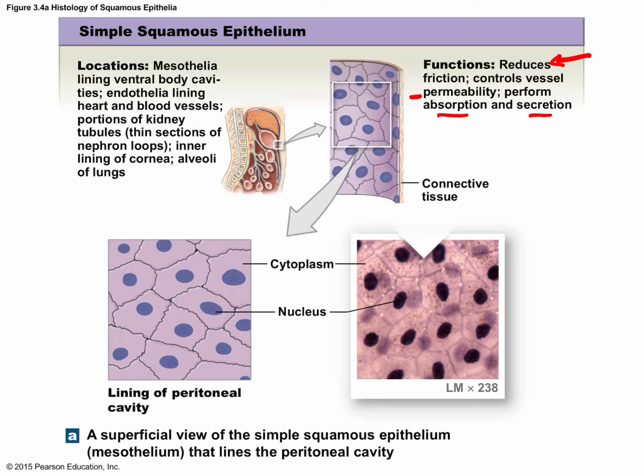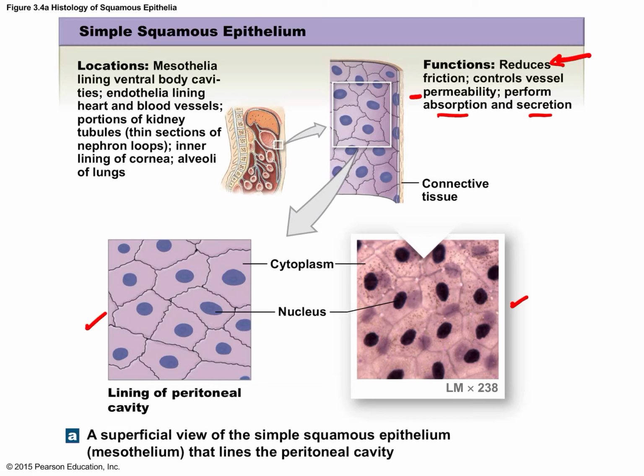So let's talk about how it looks. This is the cartoon, the diagram of it. We see that it looks like a lot of fried eggs right next to each other. The actual histology slide is what you need to be able to recognize on the exam. When you see a tissue that looks like this, it's going to be simple squamous. It's kind of like looking down on a tiled floor.